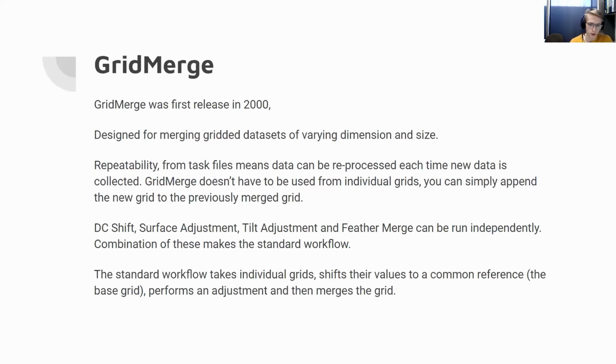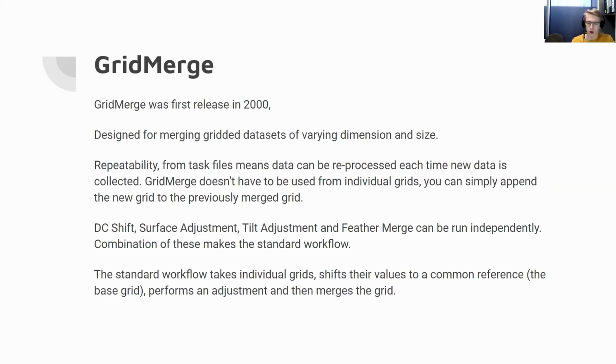The grid merge tool consists of a standard workflow, which is a DC shift, which is a reference to electrical engineering and a direct current shift, a surface adjustment or a tilt adjustment, depending, which is a trend removal. And then you have your feather merge. There is a pasting merge, but the feather merge is the typical way to do it. And that gets you that nice seamless edge on your grids.